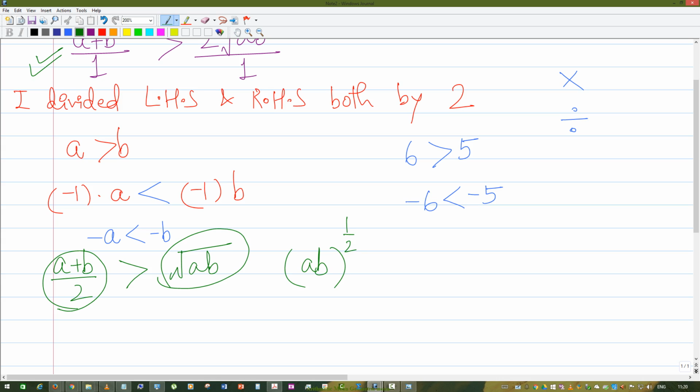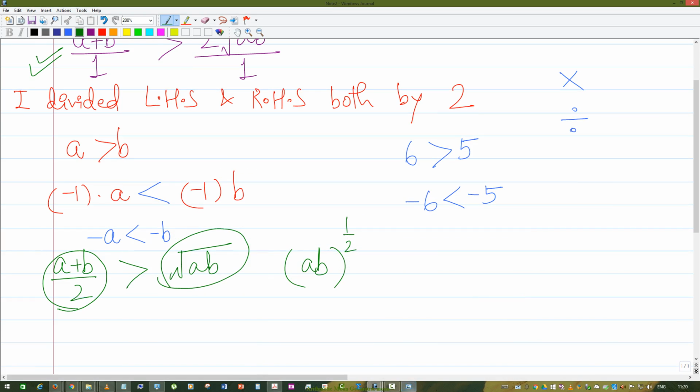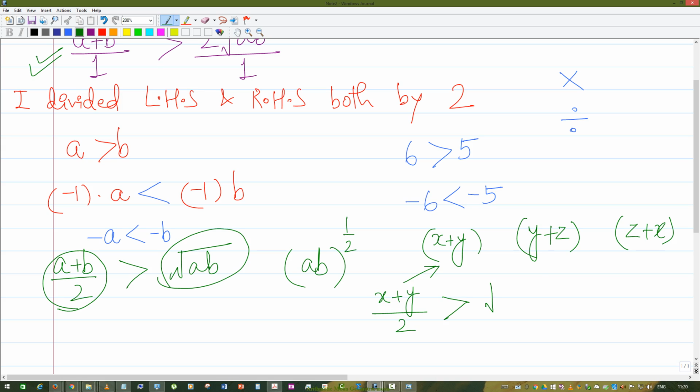So, now, coming back to our question, suppose we have quantities x plus y, y plus z, and z plus x. Applying AM is greater than GM in this, what will it be like? (x plus y) over 2 is greater than the square root of xy. I just applied arithmetic mean and geometric mean to x plus y.